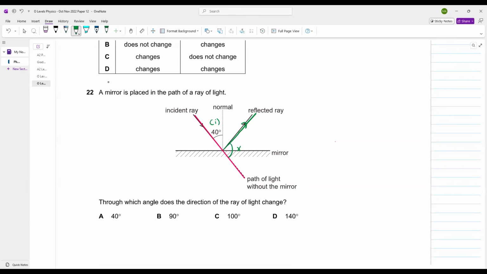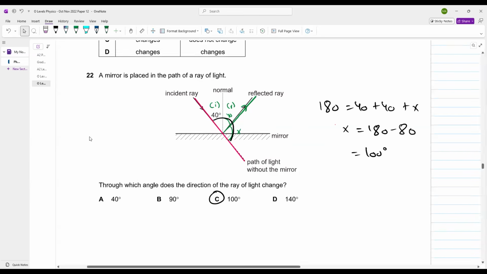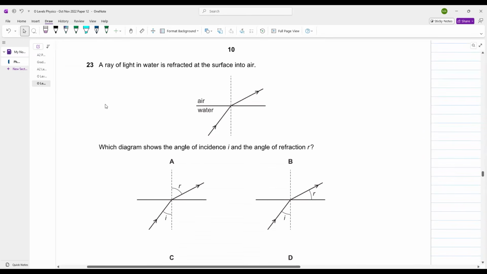बेटा ये आपके angle of incidence है, ये आपके angle of reflection है 40 डिग्री. By what angle has the direction changed? किस एंगल से direction of light change हुई है? ये complete angle क्या है? 180. 180 is equal to 40 plus x. x की value क्या आ गई भाई? 180 minus 80. The angle by which the direction of light changes is 100 degrees. C is your answer. 23 पे आ जाओ.